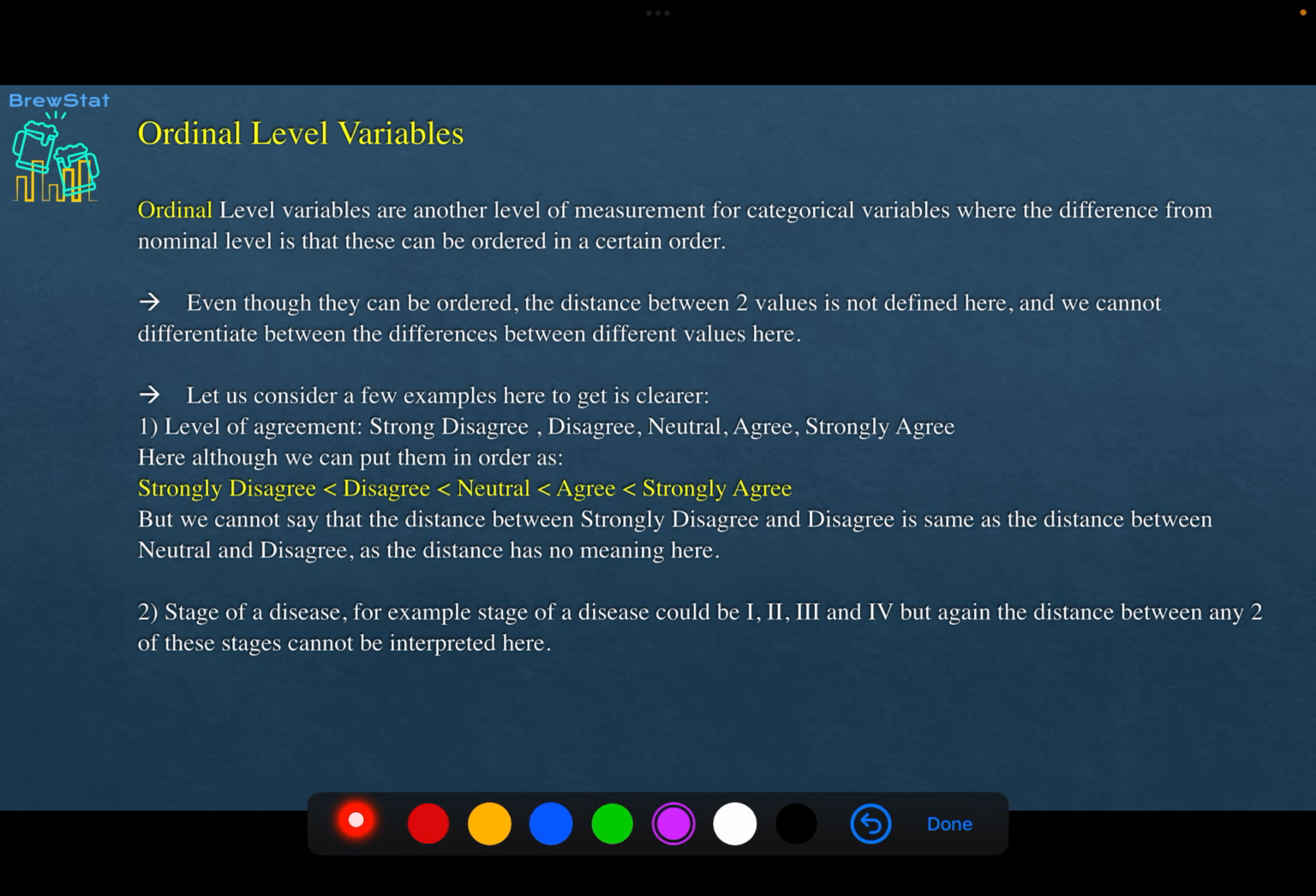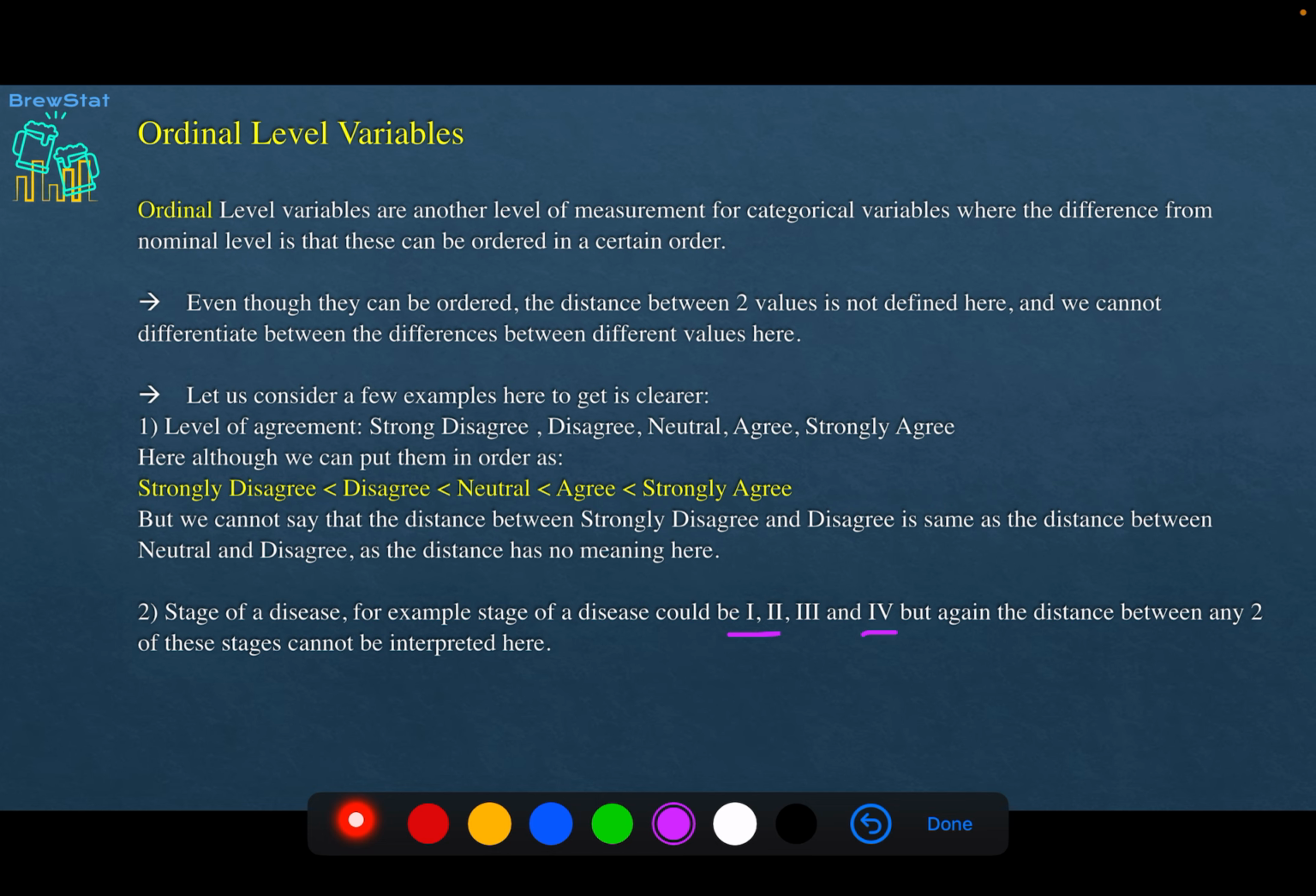Now next, another example could be stage of a disease. For example, the stages could be 1, 2, 3 and 4. Now again, the fourth stage would be more severe than the first one, but again we cannot really add any two stages here. And another thing to note here is we cannot say that this difference between stage 1 and 2 is same as the difference between stage 2 and 3.